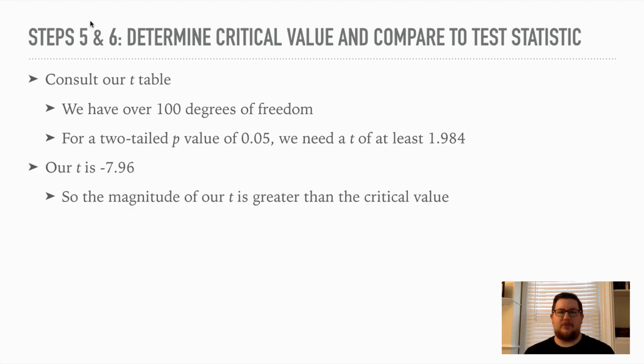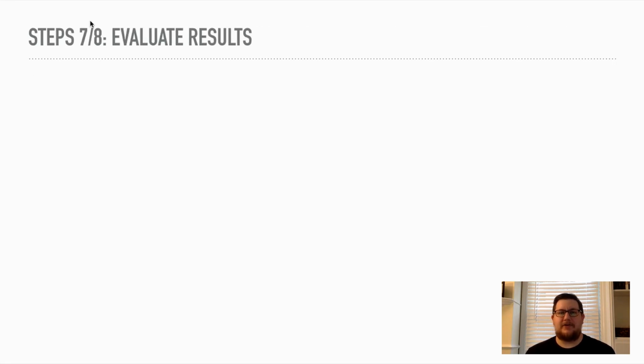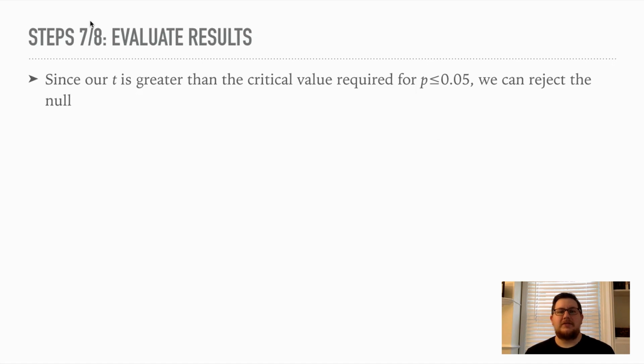Ours is negative 7.96. The magnitude of our t is greater than the critical value. And of course, the actual number is less than, but really, negative, positive, doesn't matter, as long as the magnitude is greater than 1.984, our t exceeds the critical value. Since the magnitude of our t is greater than the critical value required for p less than or equal to 0.05, we can reject the null.